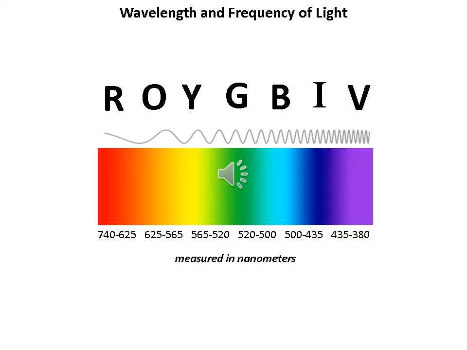Remember that short wavelengths give us high frequency because there are more of them passing by a certain point in any given second. And long wavelengths give us low frequency because there are fewer of them passing by any given point in a second.